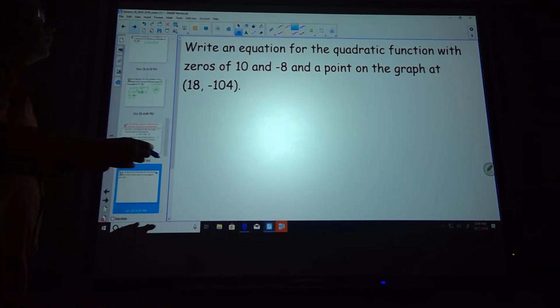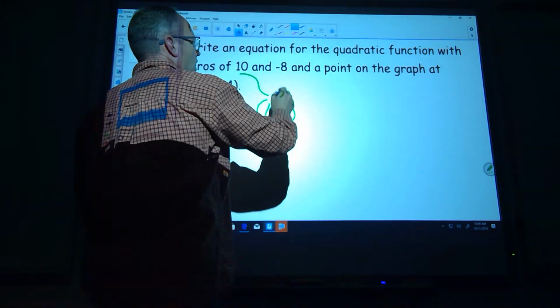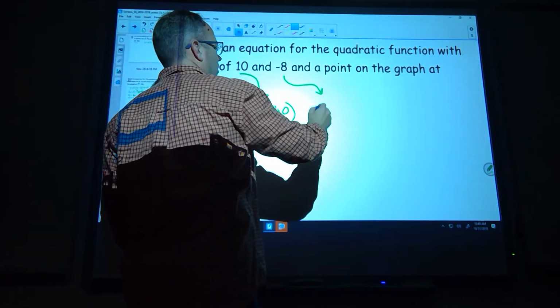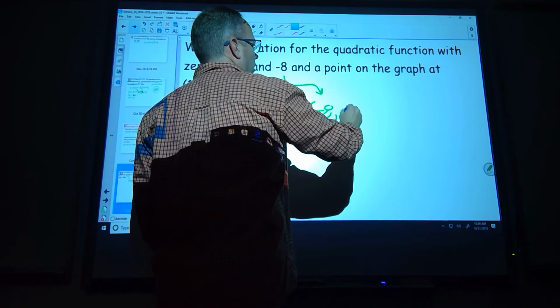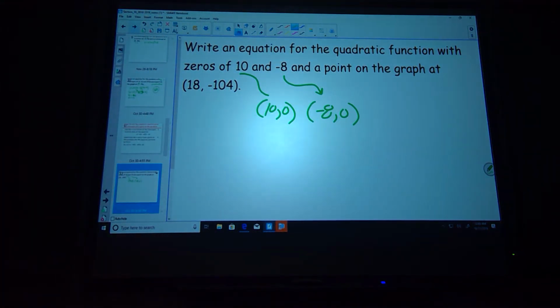All right. So if I have a 0 at 10, that means I have 10 comma 0. If I have a 0 at negative 8, that means that's going to be negative 8 comma 0. Agreed? And then a point on the graph is that. Okay? You ready to get nerdy with me? Okay, here we go.